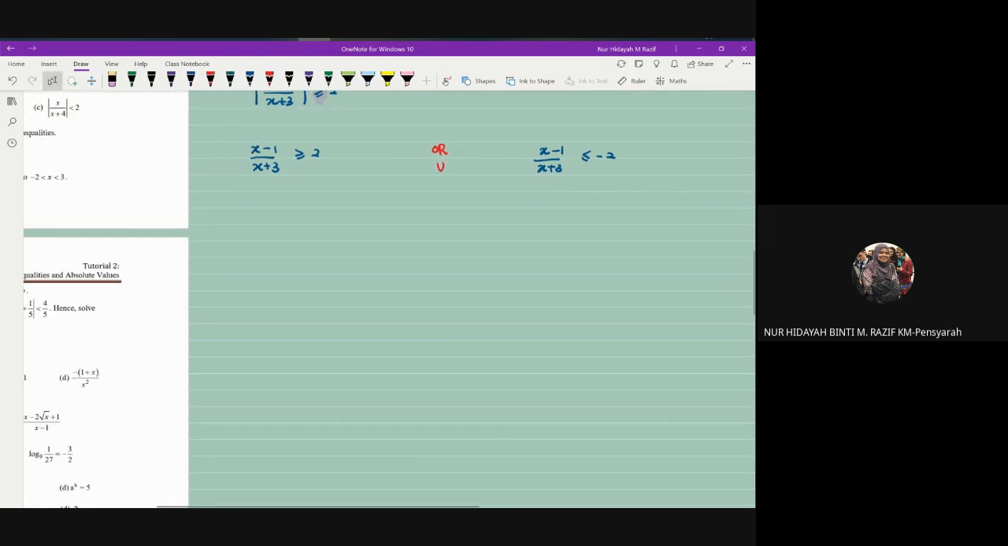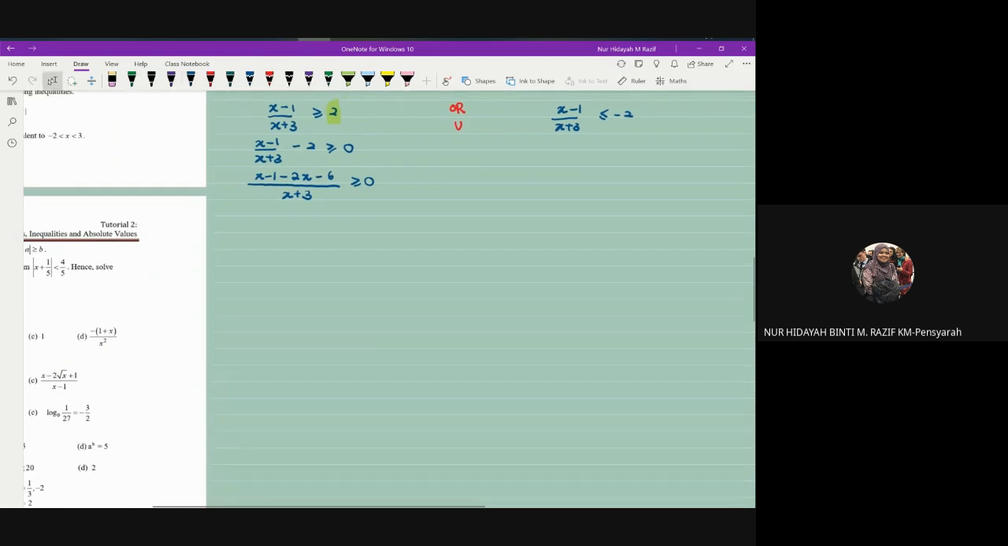So please solve one by one, jangan tergopoh-gapah. Ingat, sebelah kanan mesti kosong. That is what you learn untuk rational inequalities. Kanan mesti kosong. So move that to your left hand side. You get x minus 1 over x plus 3 minus 2 is greater than or equal to 0. So I have achieved my right hand side is 0. Now selesaikan di sebelah kiri. You have x minus 1 minus 2x minus 6, everything is divided by x plus 3. That is still greater than or equal to 0.